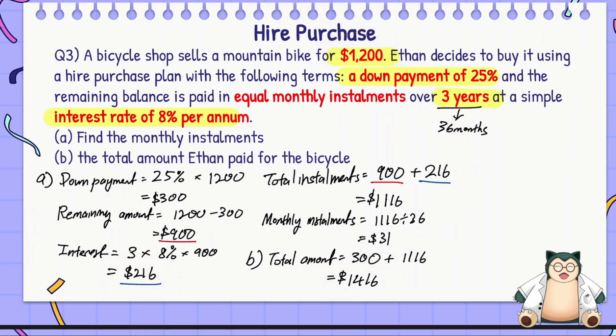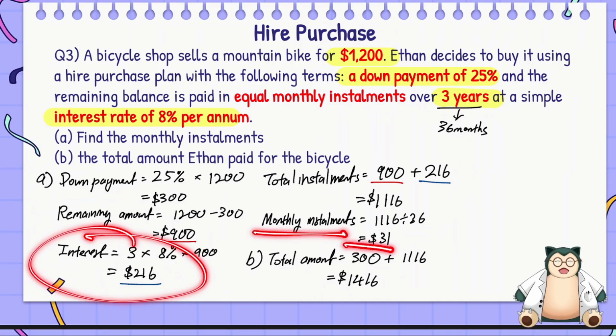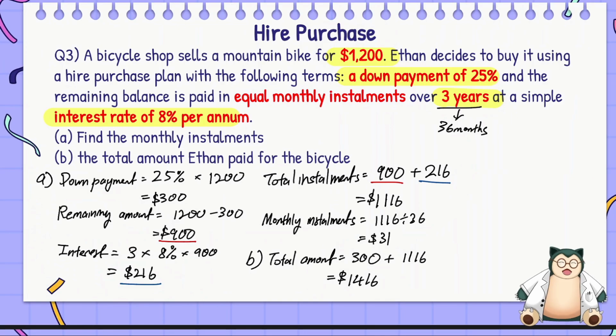That's quite sly of the bicycle shop, right? But that is how the financial institutions work. They let you pay a small amount upfront, which is your down payment, which is $300, and then the remaining amount with the interest is paid over monthly installments of $31. It's manageable, but then slowly the interest actually stacks up, and that's how it adds to your total cost.